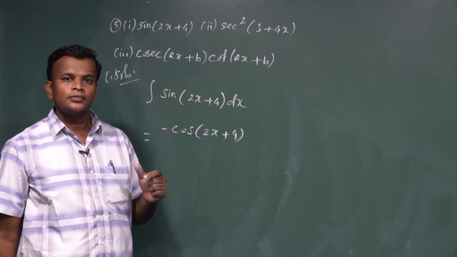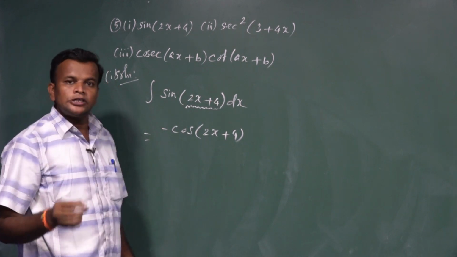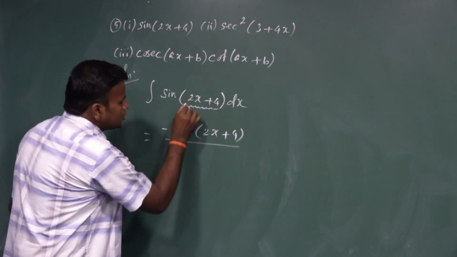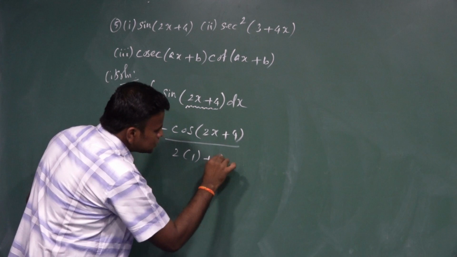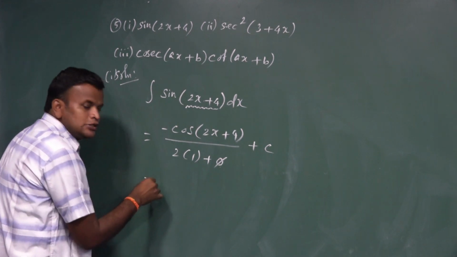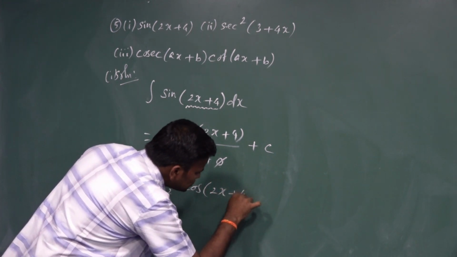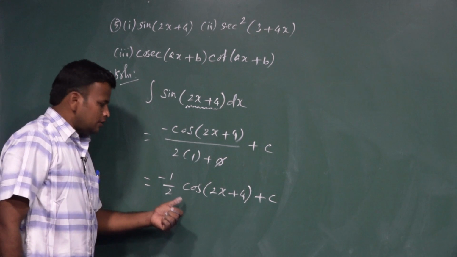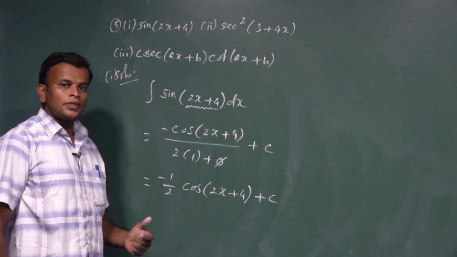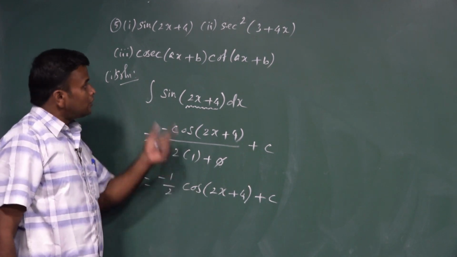What is the next step? It is a composite function. So the next step is we differentiate the term with respect to x, and we put the answer in the denominator. So whole divided by 2 of 1 plus 4 is a constant lying alone, so 0, plus c. It is your choice. We write it as minus 1 by 2 of cos of 2x plus 4 plus c, or minus of cos of 2x plus 4 whole divided by 2. It is your choice, we can write in any manner. So it is the integral value of the first one.